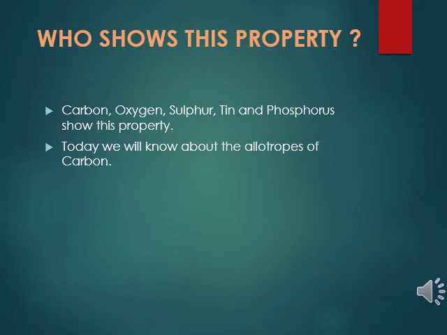In our nature, we have several elements which show this property of allotropy. So, which are those elements? Basically, carbon, oxygen, sulfur, tin, and phosphorus show this property. All of the above said elements have allotropes. Today we will learn about the allotropes of carbon. Okay.